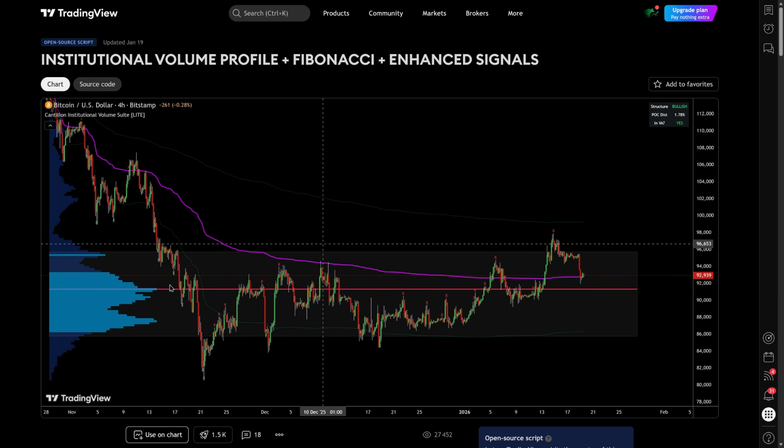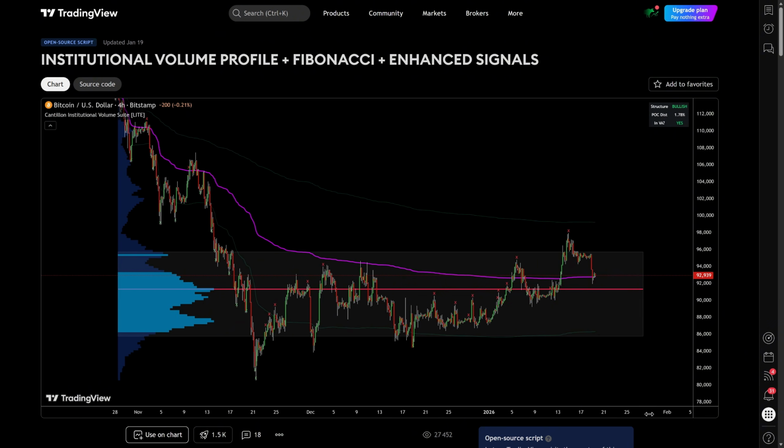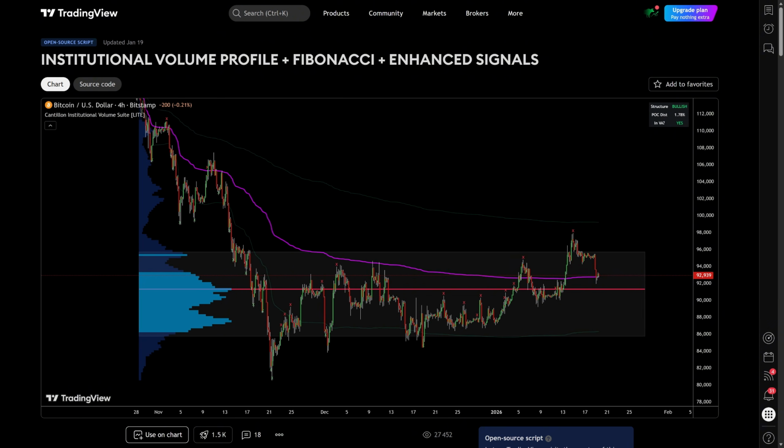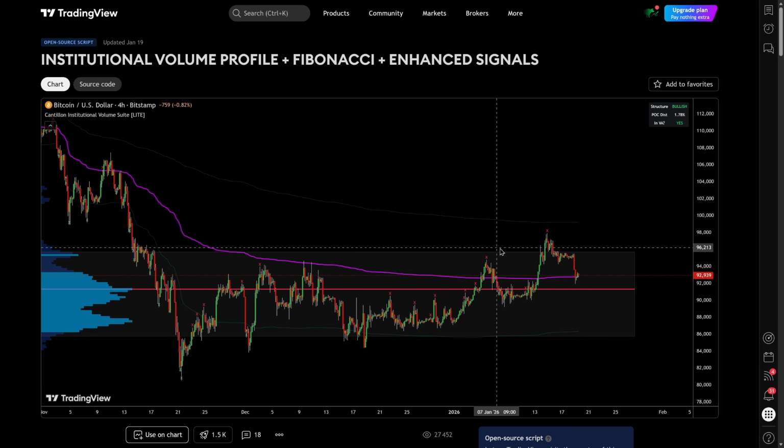Everything you saw earlier was generated automatically by the indicator. There was no manual drawing. There was no hindsight bias. There was no curve fitting. The gray box, the volatility band, the POC, and the VWAP are all calculated objectively.